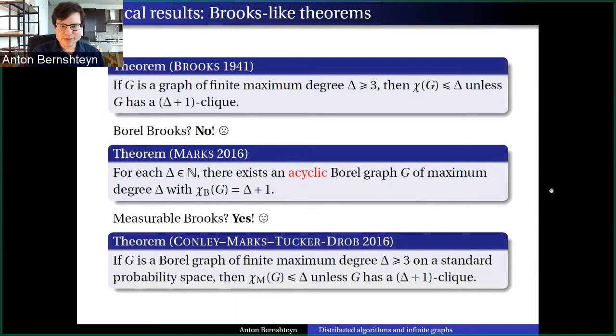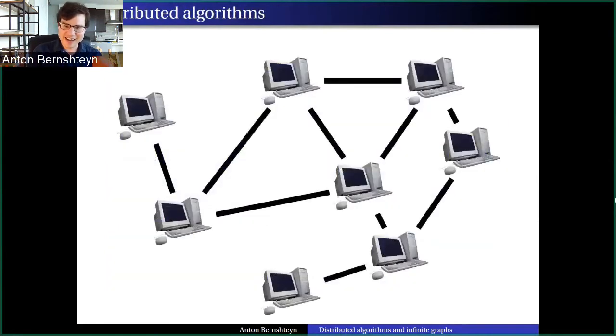So let me now change gears a bit. I've been talking about infinite graphs so far. Now let me talk about distributed algorithms. This is a different sort of question that you can ask about colorings or combinatorial questions in graphs. Now everything is finite. We're returning back to the finite world.